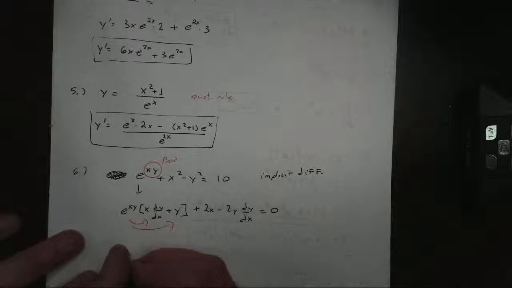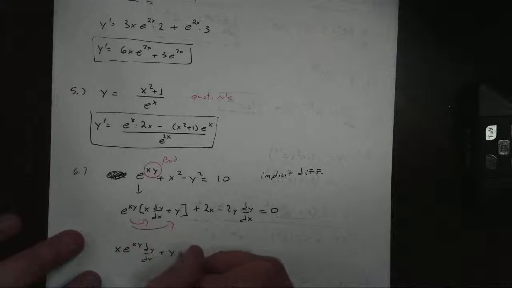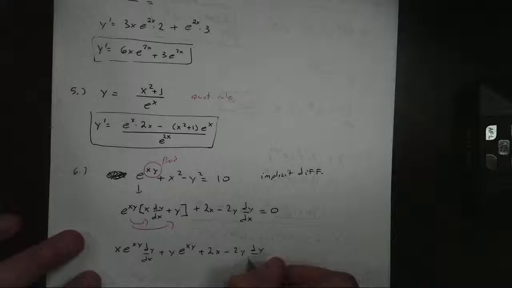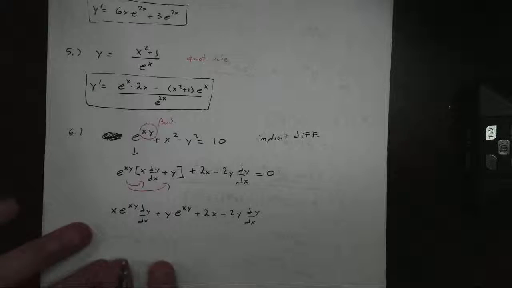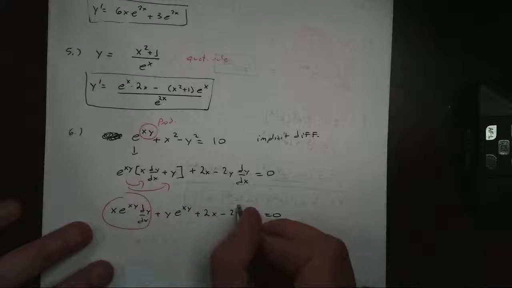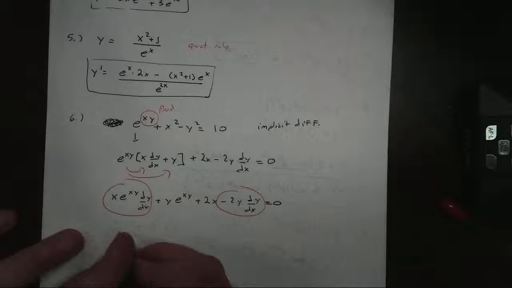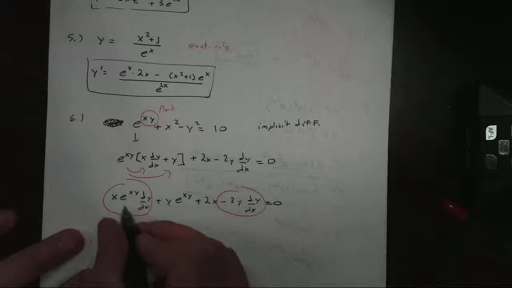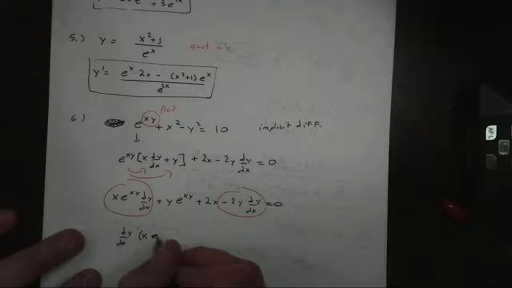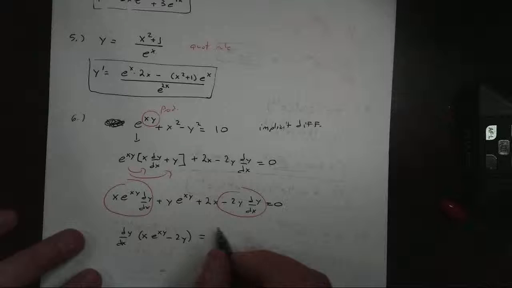Distribute before we do anything else. We're going to get x e to the xy dy dx plus y e to the xy plus 2x minus 2y dy dx, equals 0 still. So we've done these before. Don't forget, anything with the dy dx stays, everything else has got to go. So I'm going to rewrite this as dy dx, and I'm going to factor out the dy dx here: x e to the xy minus 2y.